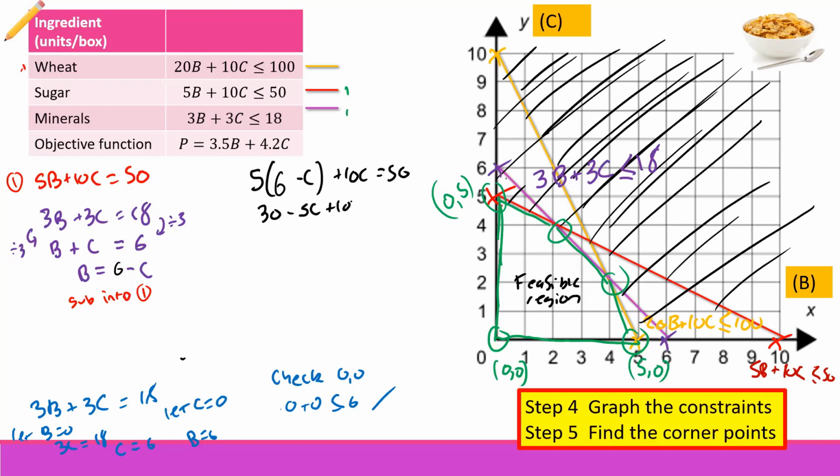30 minus 5c plus 10c equals 50. 30 plus 10c equals 50. 10c equals 20. C equals 2. Because yeah, you need to subtract 30 from both sides. Sorry about the mistake there, guys. I technically made 2 mistakes, but we got there in the end.